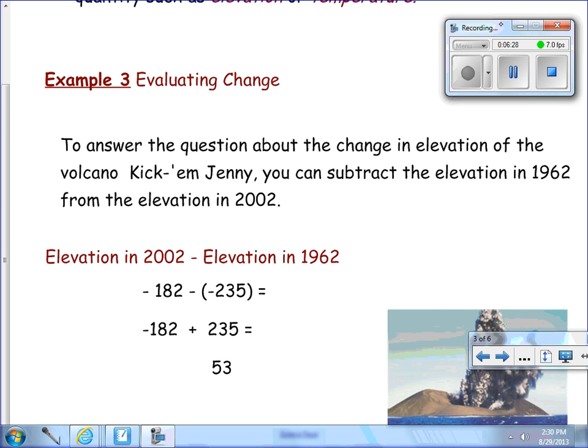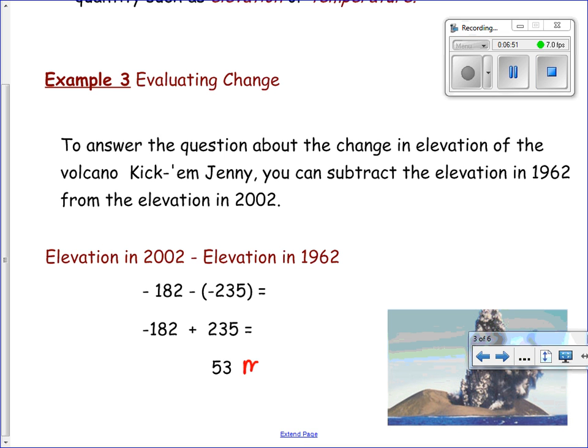The elevation in 2002 was negative 182. Then we subtract the elevation in 1962, which was negative 235. So then we add the opposite. So now we have negative 182 plus 235. Notice that the signs are different, so you subtract, and your final answer will be 53 meters.